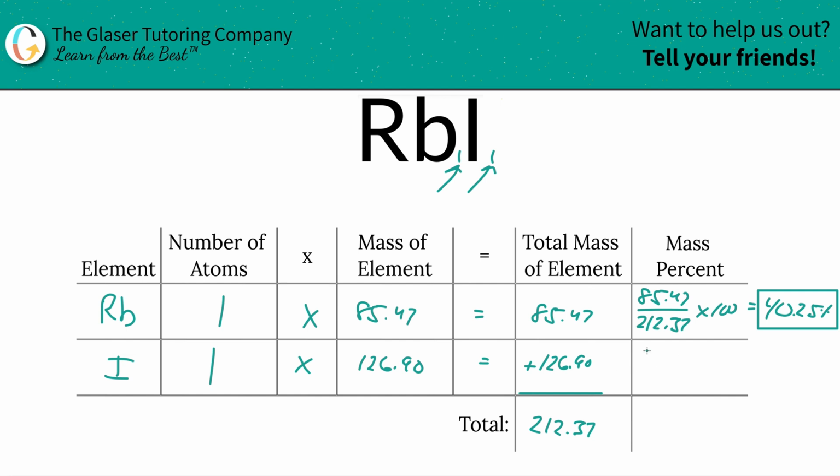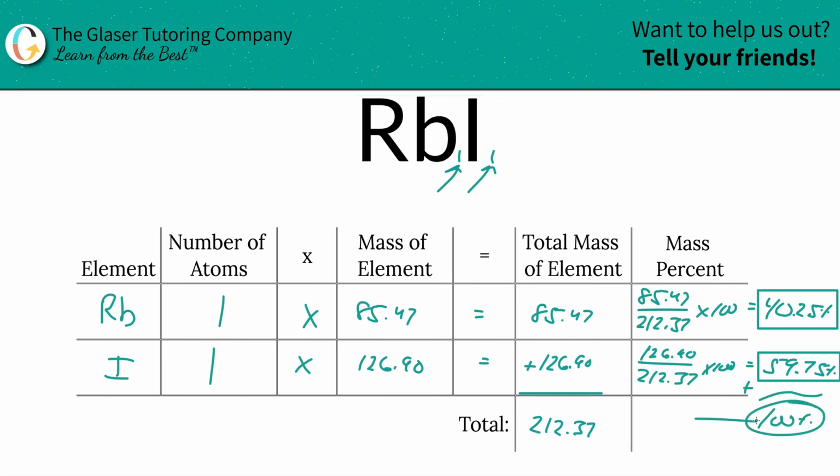Iodine, now we're going to do the same thing. Take the total mass of the iodine. So you're only looking at this column now when you're calculating these mass percents. 126.90 divided then by 212.37. Multiply that by 100. And it's going to be about 59.75 or so. All right, percent. And then you can simply add that all together, and it should equal 100. All right, that's a way to check yourself a little bit.